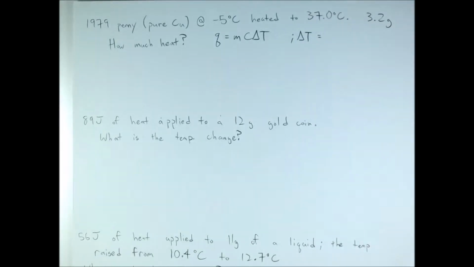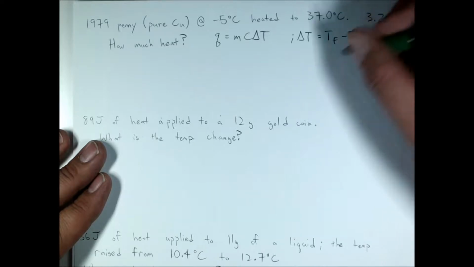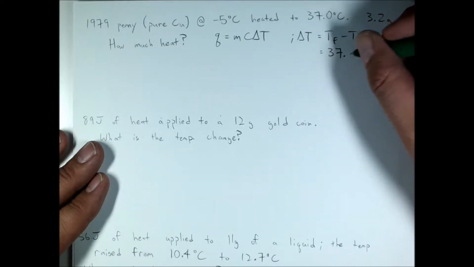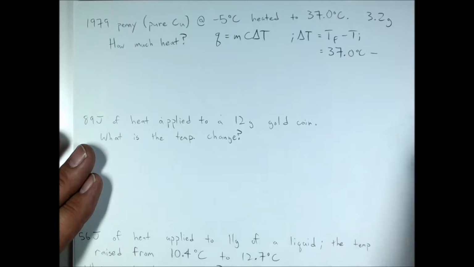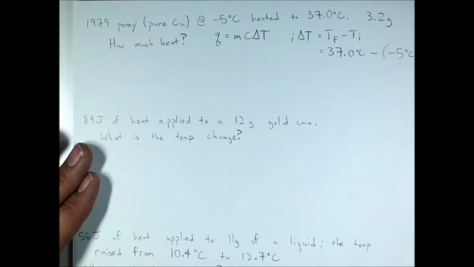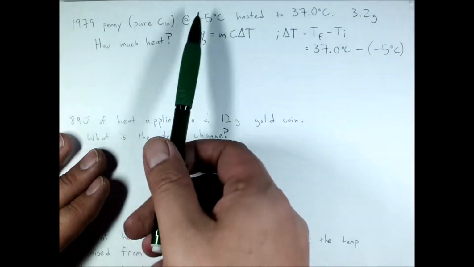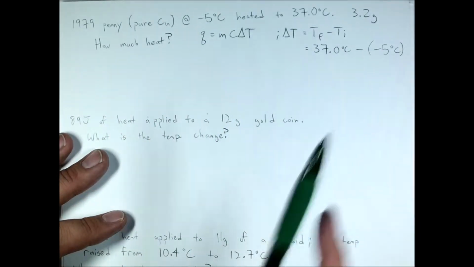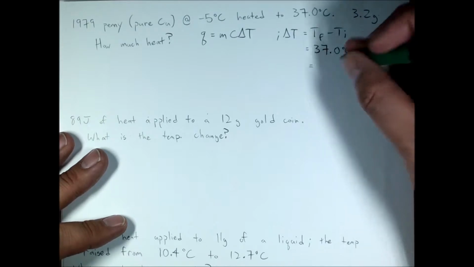Is my final -5 or is it 37? It's going from and to, so it's going to 37. So TF minus TI is equal to 37.0 degrees C minus -5 degrees C. But careful of signs, it's minus a -5 degrees C. So we're effectively going to add it to get the overall change between the two. Definitely be careful of your signs. If one of the temperatures is negative, you're going to run across double negatives like that, which end up being positive, right?